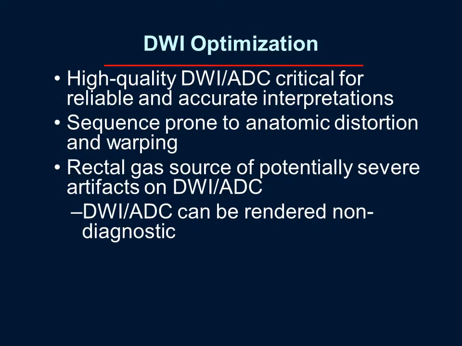So given the role of diffusion-weighted imaging, it's critical that we get high-quality high B images and ADC map to guide reliable and accurate interpretation. However, this is the sequence most prone to anatomic distortion and warping, with rectal gas being a particularly key source of possible severe artifact on the sequence, and in fact can actually render the sequence non-diagnostic.